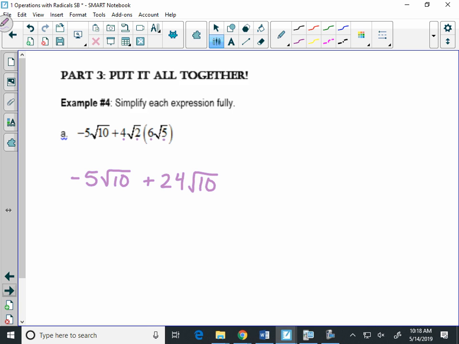Now, when we combine those, negative 5 radical 10 plus 24 radical 10 gives us what? Think, what's negative 5 plus 24? 19. Tack on that radical 10. It does not change when you add. It only changes when you multiply or divide. Questions over that?